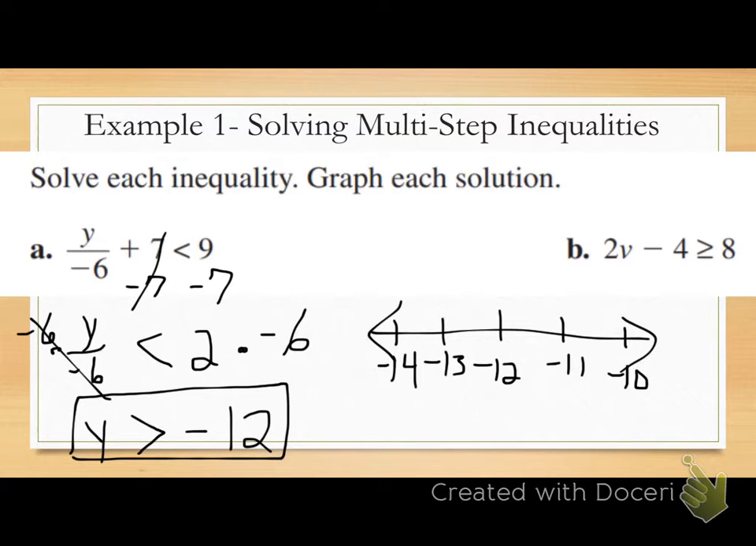Where is my dot going to be? Negative 12. Is it going to be open or closed? Open. Why is it open? Very good. There's no line underneath my inequality symbol. It's not greater than or equal to. It's just greater than. So it's telling me that negative 12 is not included in my solution set, correct? So my solution goes all the way up to negative 12, but negative 12 is not included. Am I shading to the right or to the left? To the right. I want all values that are greater than negative 12, so that's to the right of negative 12.